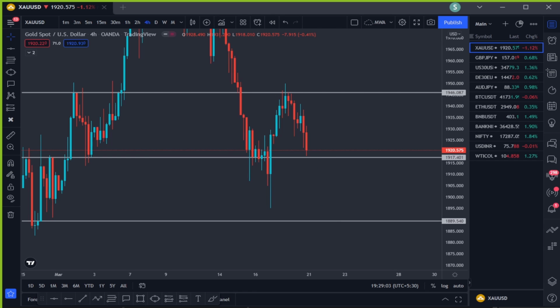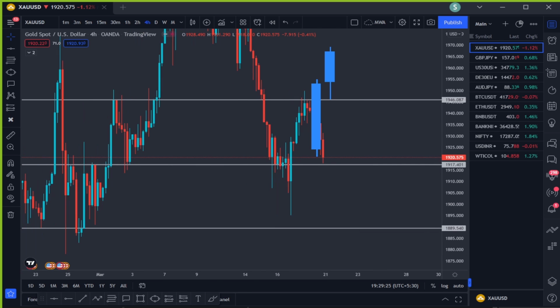If that doesn't happen, and price gives us a bullish closure, like we get a bullish closure above the range, because we know that this is the resistance, so we are expecting the price to move to the next level. Now if you're wondering where is this, let me show you. So just wait.